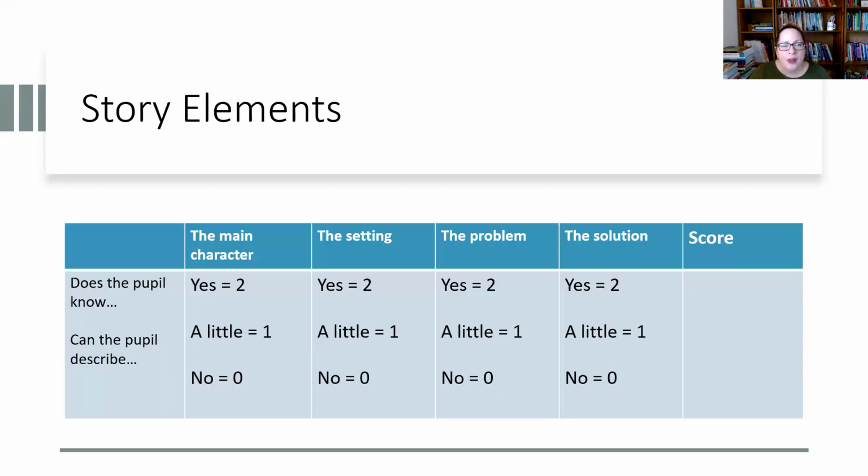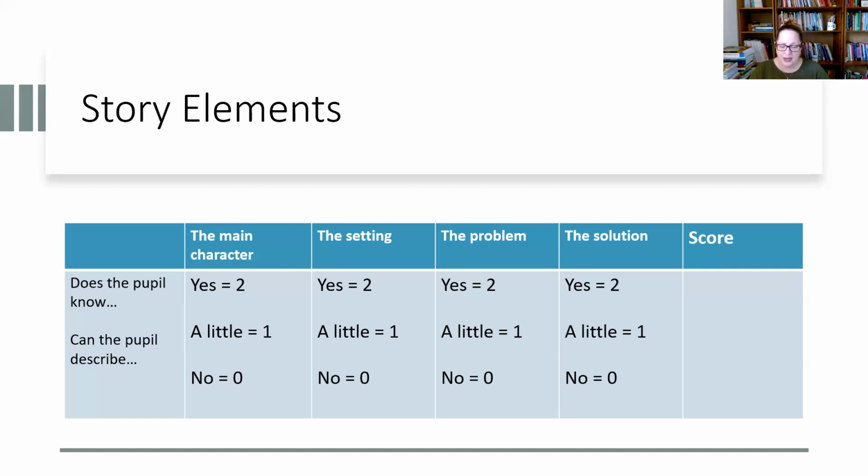So this is one for story comprehension. For use with younger children, 5-6-year-old children, and you're doing some storytelling, and you want to know two things. You want to know comprehension, does the pupil know? And you want to know expression, can the pupil describe? And so you just set out the four areas you'd like them to understand: the main character, setting, the problem, the solution. And then you give a numeric rating to different kinds of performance. So does the pupil know the main character? Yes, they get 2 points. A little bit, they get 1 point. No, they get 0 points. And all of those all the way through.